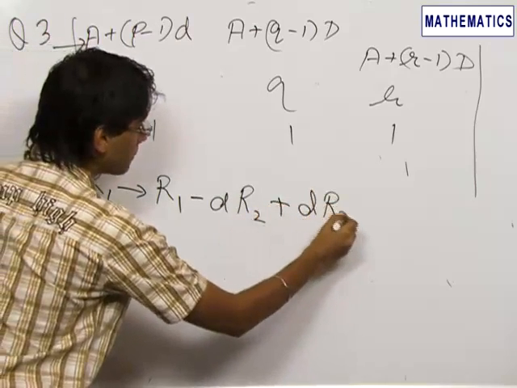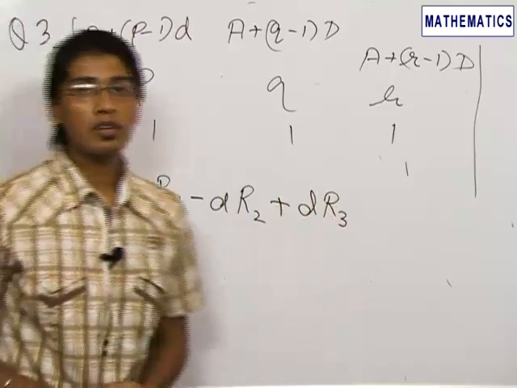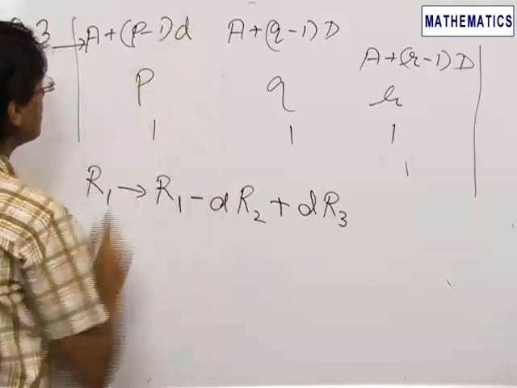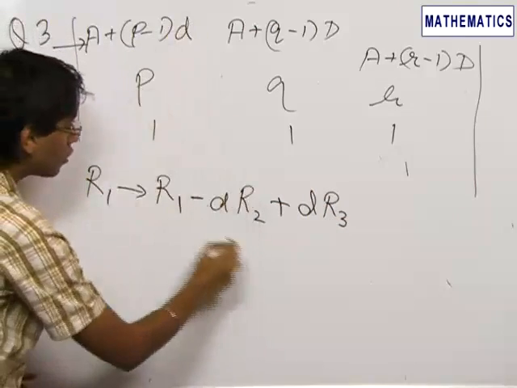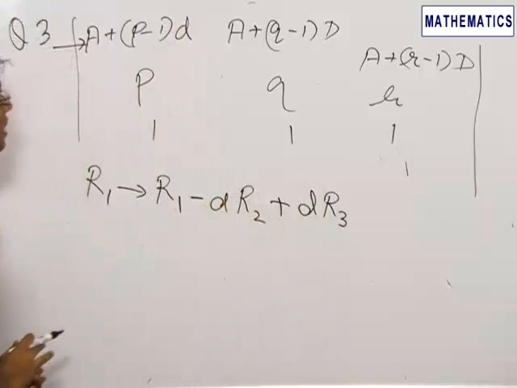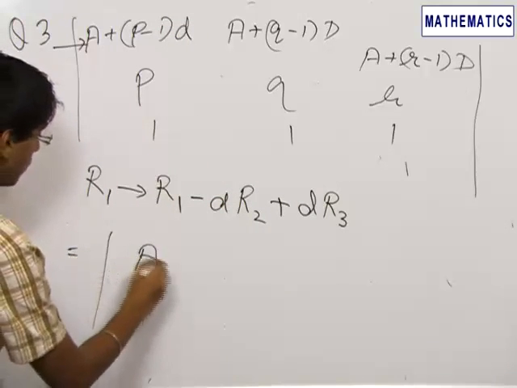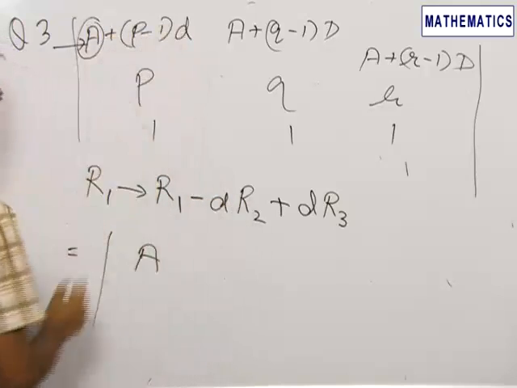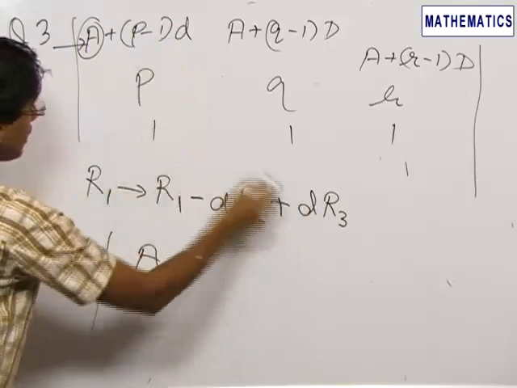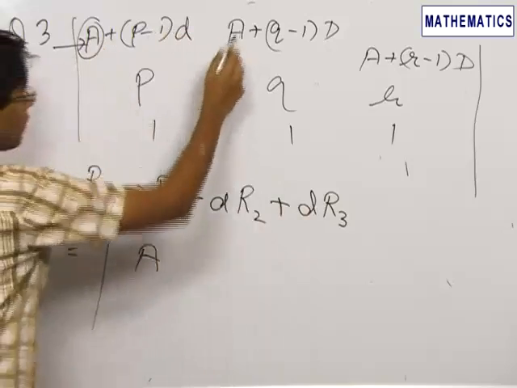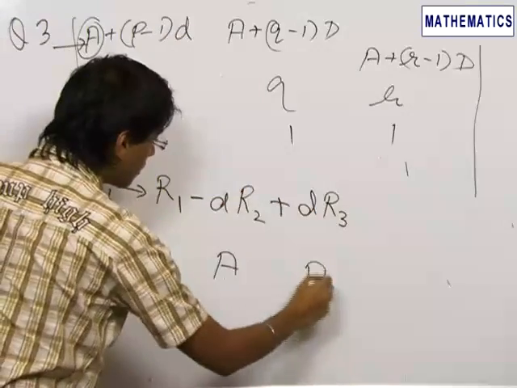Plus D times R3. In any determinant problem, we try to reduce the number of terms present in the determinant. In order to reduce this P minus 1 times D term, we have done the row operation D R2 and D R3, subtracted the D R2 from R1 and added the D R3. This makes the value of our determinant as only A will be left over here, because D into P will get cancelled from this PD, and D into 1 will get cancelled with this minus D. So only A will be left over here, A will be left over here, and A will be left in the third column as well.